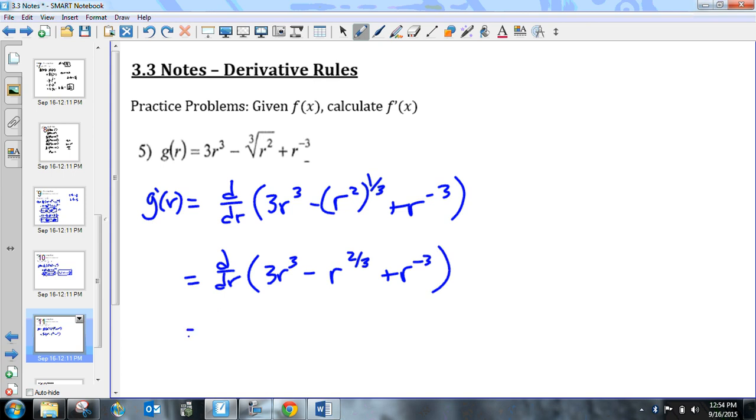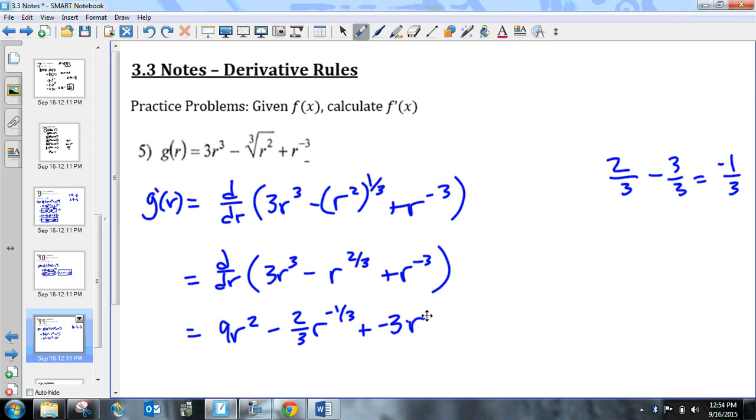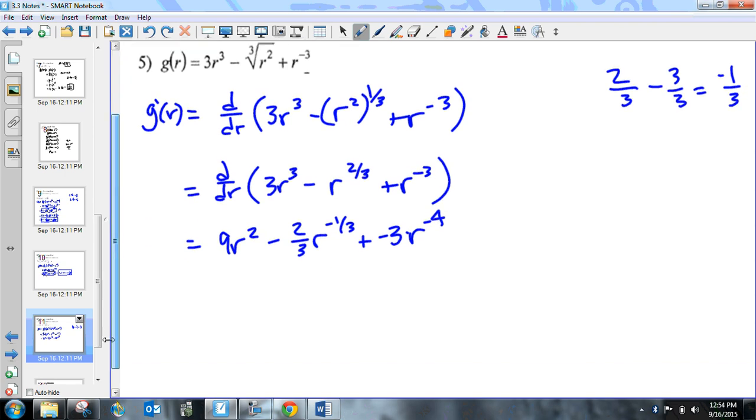Now if I take my derivative using the power rule, I'm going to get 9r squared minus 2/3 r. 2/3 minus 1, so minus 3/3, gives me -1/3. So -1/3, plus -3 times r to the -4 power if I subtract that by 1. Now let's simplify this. This is sufficient, but it's not simplified.